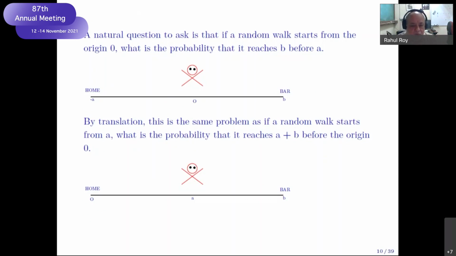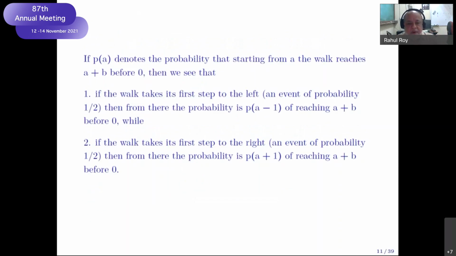And we want to know what is the probability that it reaches the bar, which is at, sorry, this should be A plus B, there's a mistake, at A plus B before it reaches home. So if P_A denotes the probability that starting from A, the walk reaches A plus B before 0, then we see that if the walk takes its first step to the left, an event of probability 1/2, then from there it is P of A minus 1 of reaching A plus B.